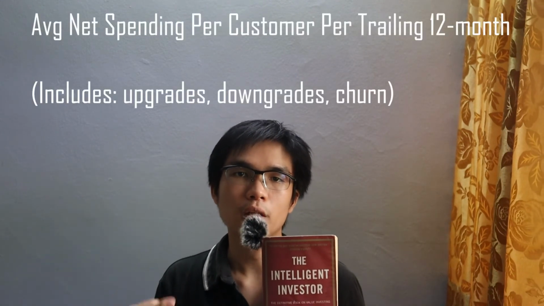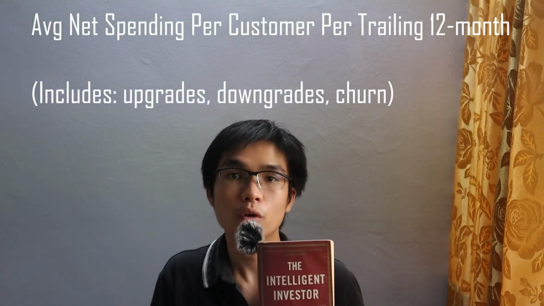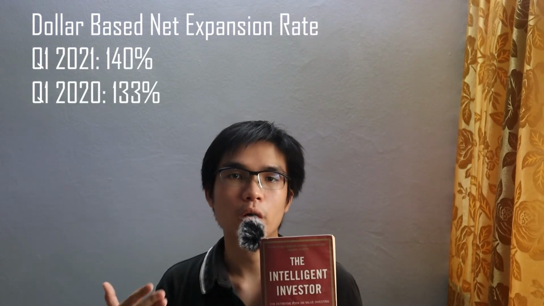Now, here's an important metric for Unity. It's the dollar-based net expansion rate. It's basically the average net amount of spending per customer per year. Dollar-based net expansion rate as of Q1 2021 was 140% as compared to 133% as of Q1 2020.